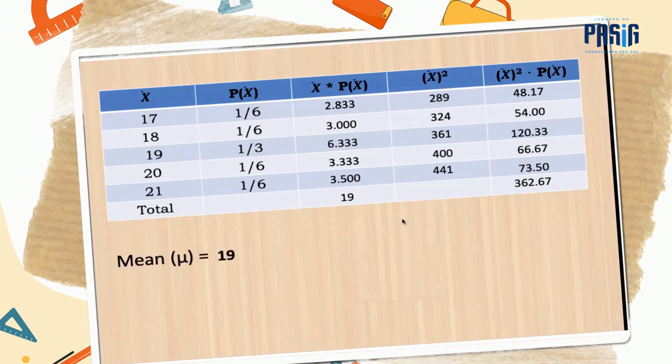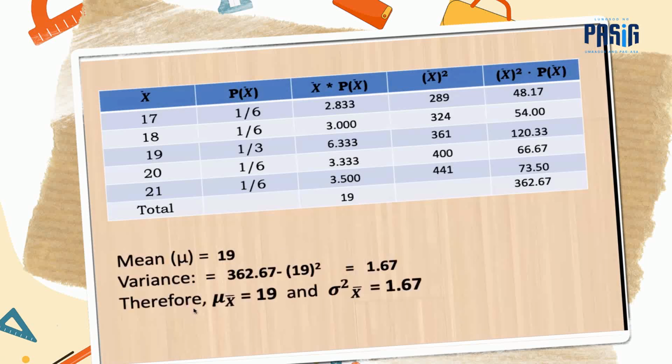So the mean is equal to 19. The variance is equal to 362.67 minus 19 squared, which equals 1.67. Therefore, the mean of the sample mean is 19 and the variance of the sample mean is 1.67.